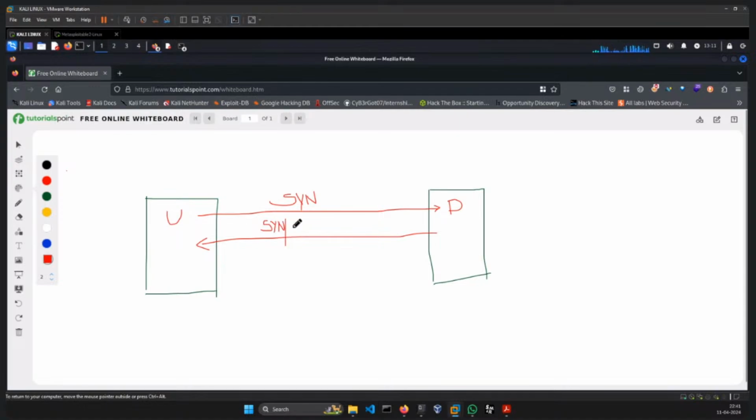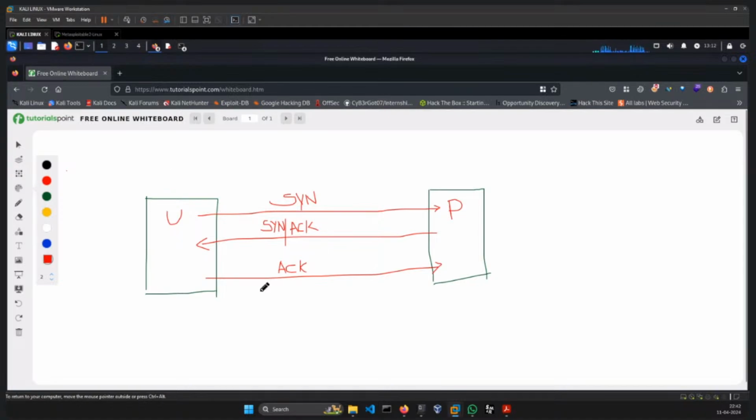SYN means synchronize and ACK means acknowledgement. By SYN we mean that first I am sending a synchronization request to our partner. When that synchronization has happened, our partner will send back that yes, I have acknowledged your packet or request, and I am sending the same synchronization packet as well. After that we send our acknowledgement packet. So this is the basic understanding of the three-way handshake.